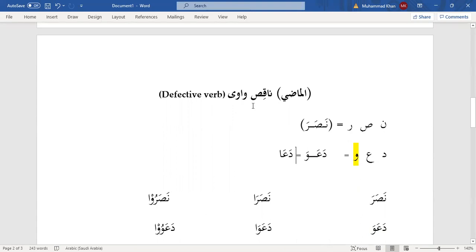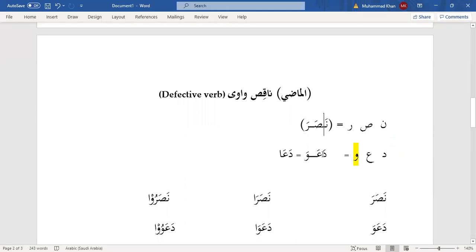Why do we call them naqis? Because they have waw or ya as the third root letter. That's why we call them naqis. And then naqis wawi when it has waw as the third root letter. So nasara and da'awa, they are equal.